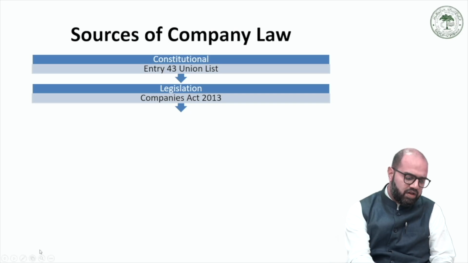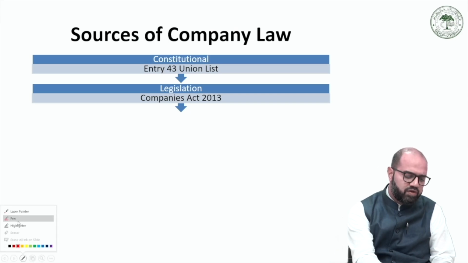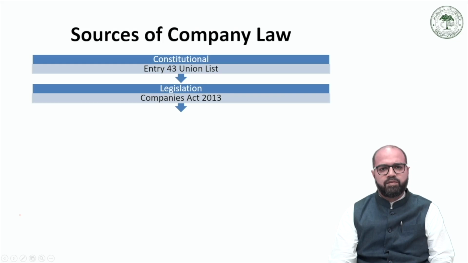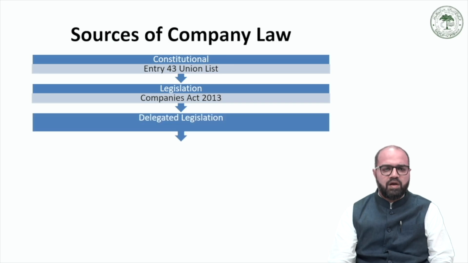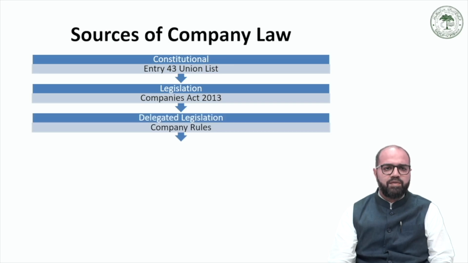Now this Companies Act 2013 is the most important and influential law which governs the functioning of companies. After that, we have delegated legislation in the form of company rules. For the functioning and regulation of companies, some matters are given under the Act. But there are certain other important matters which are not given under the Act, but for which rules are framed. These rules are framed by the bureaucracy.